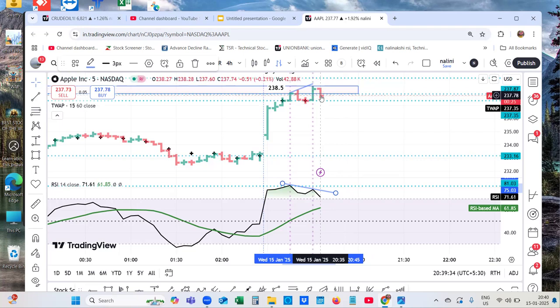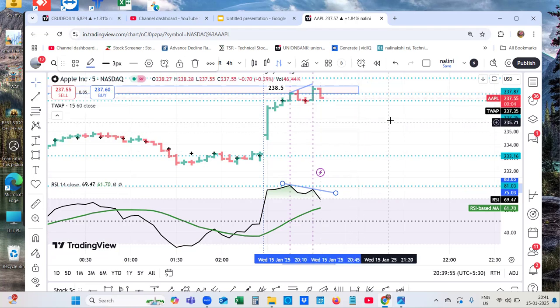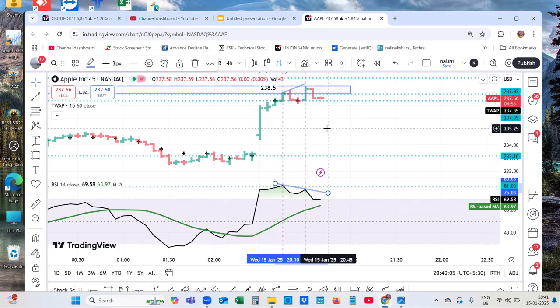You need to wait actually. Let the price come below the TWAP. RSI is showing divergence. Sometimes what happens, even though price comes down, it has not closed below this candle. This green candle has not closed. Still 4 seconds left over here. It is coming down. You can take an aggressive entry, but it is better to wait.